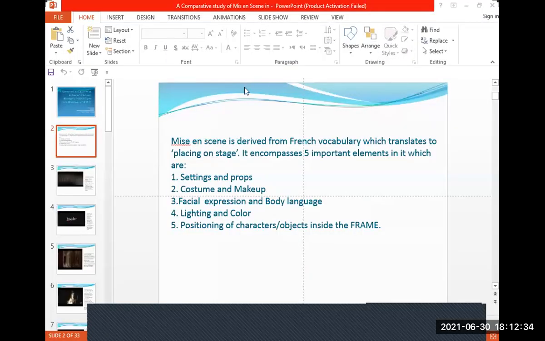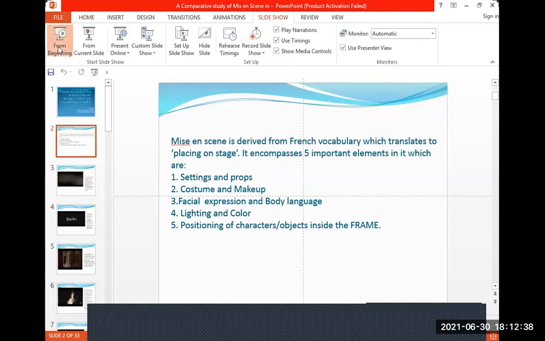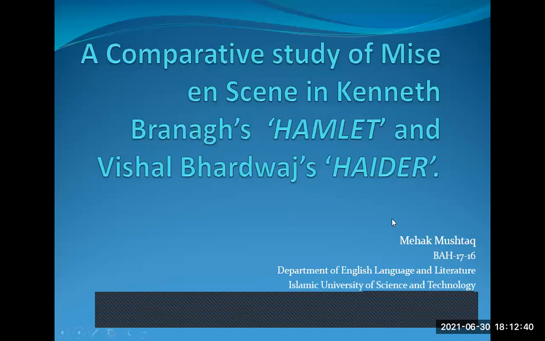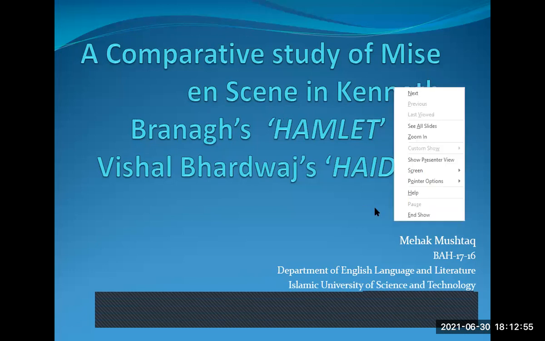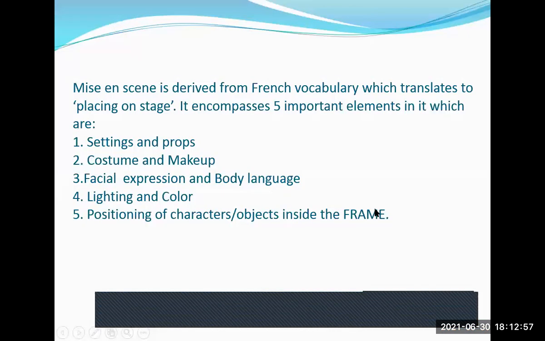Now, the second one after photography is about mise-en-scene. Mise-en-scene is another concept of film studies not found in literature. In this one, there is a different comparison between Hamlet by Branagh, again the same movie, and Vishal Bhardwaj's HAIDER. Mise-en-scene is derived from a French vocabulary.